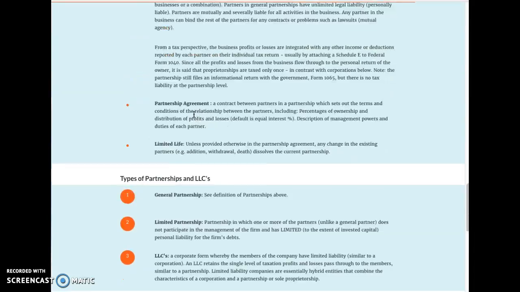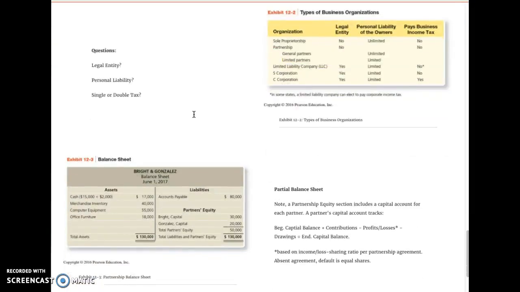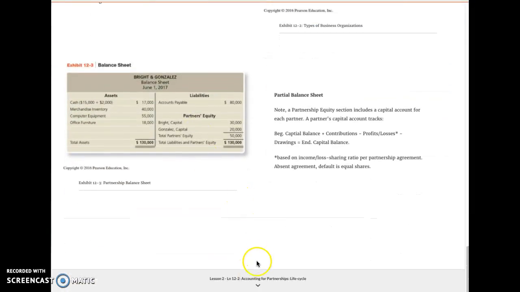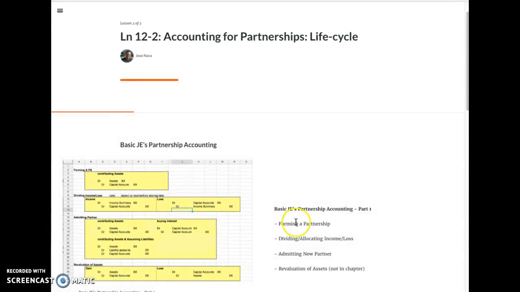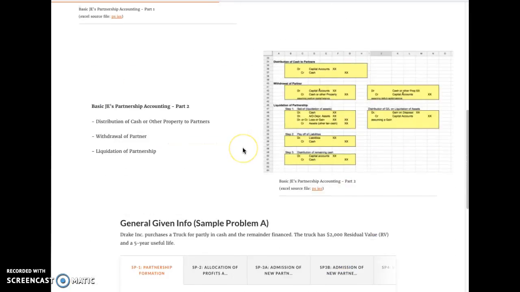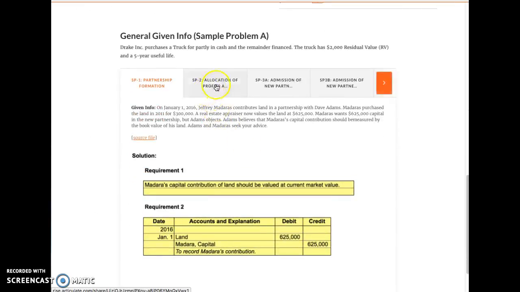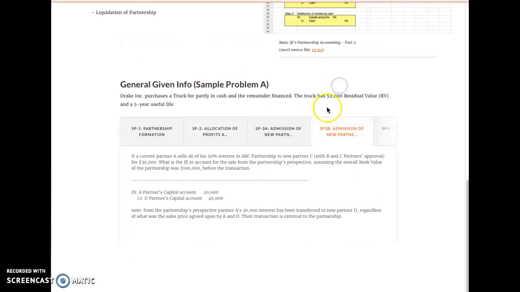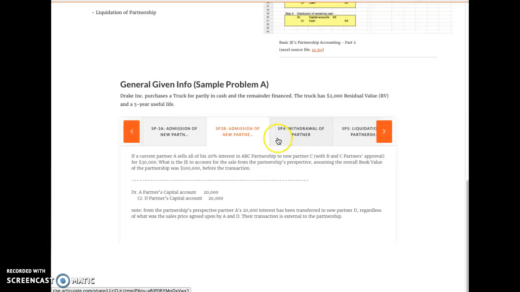Here are some of the definitions that I talked about. Here are some of the exhibits. And you keep moving. Here you learn how to account for the different transactions for the life cycle of a partnership, and so I give you some generic journal entries. You can see how the general approach should be. So it follows all of the life cycles, and here are some examples you can follow at the bottom here. So go ahead and review these, and again, if you have questions, use the discussion threads that I have provided for you. For now, that's all.